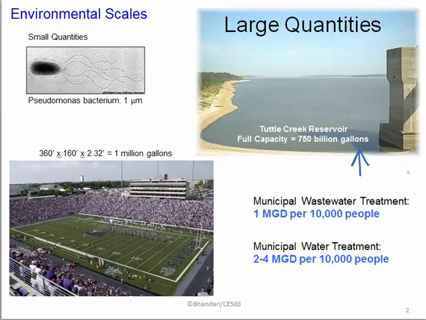To give you an idea, a typical municipal wastewater treatment plant has 1 million gallons per day, which is expressed as 1 MGD per 10,000 people. So the Lawrence, Kansas wastewater treatment plant typically treats around 8 million gallons of wastewater per day for 80,000 people. The drinking water treatment plant usually produces 2 to 4 million gallons per day per 10,000 people.